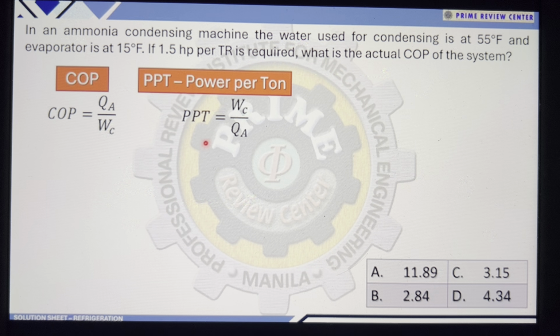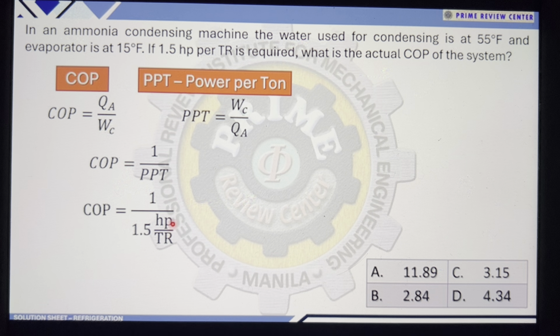So, what we can observe from these two relations is that yung isa, QA over work ng compressor, yung isa naman, work ng compressor over QA. So, kung papapansin, baliktad lang sila. Inverse, reciprocal. So, therefore, from that, we can relate na yung COP is simply 1 over the power per ton. And since this is a problem given tayo ng power per ton, we can simply substitute it to the equation.